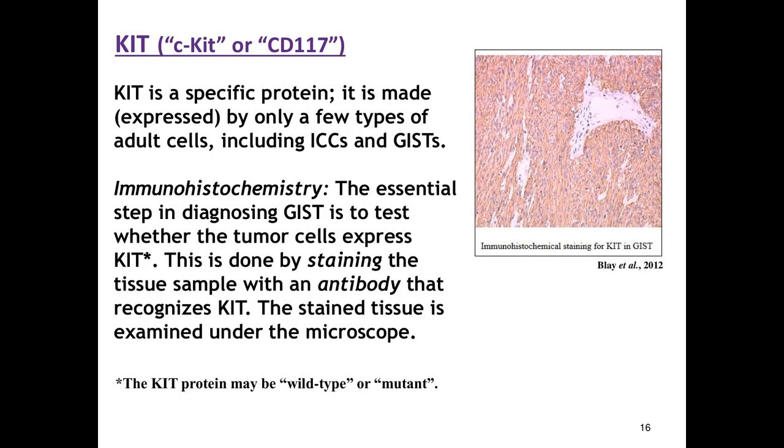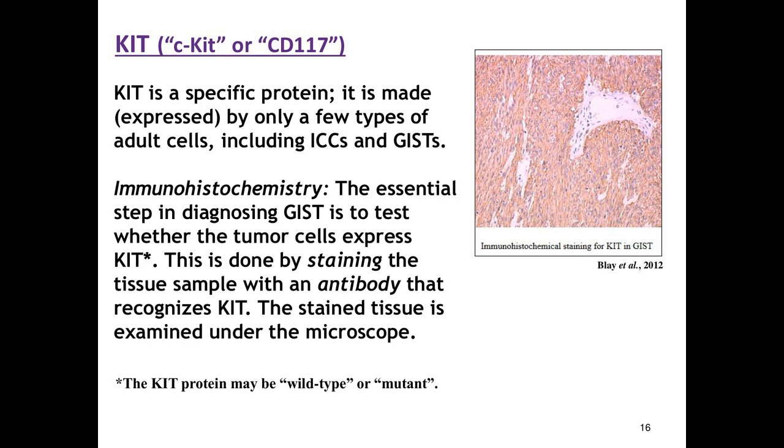So what is KIT? By the way, it's sometimes called c-KIT, and it's sometimes called CD117, which is an obscure kind of telephone number of a name. But that doesn't matter. It's all the same protein. These are just old-fashioned synonyms for it. So what is KIT? Well, KIT is a specific protein. It's one of those 30,000 or so different human proteins. And as I've mentioned earlier, it's expressed, that is, produced, by only a very few types of adult cells. That includes the ICCs, and it includes GISTs.